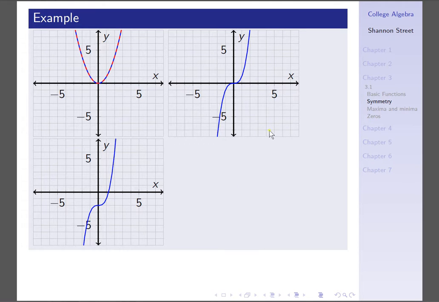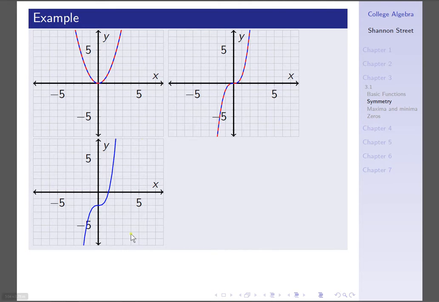Our second graph, I would put forward that this one is odd. We can see that by rotating that graph 90 degrees and then 90 more degrees, and we end up back where we started. So any function where we can do that, where we can put a pin right through the origin and spin the whole thing 180 degrees and get back to exactly what we had to begin with, is called an odd function.